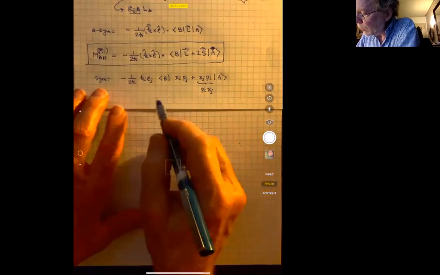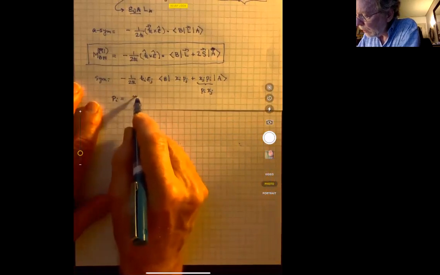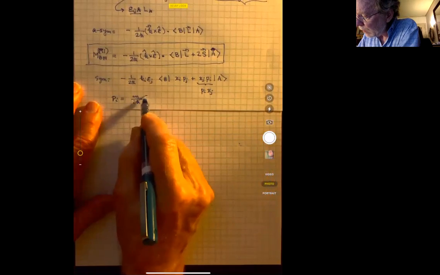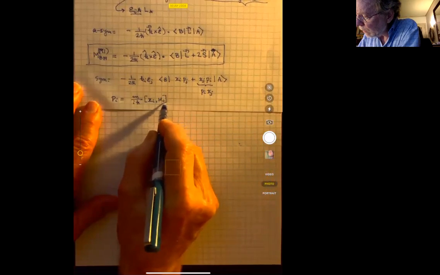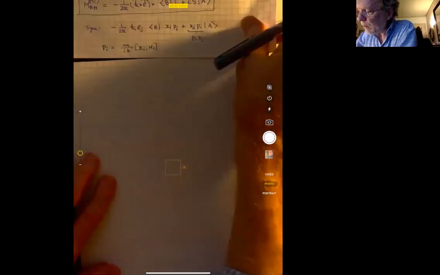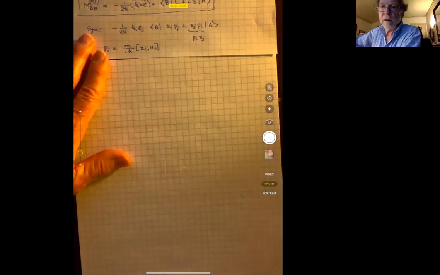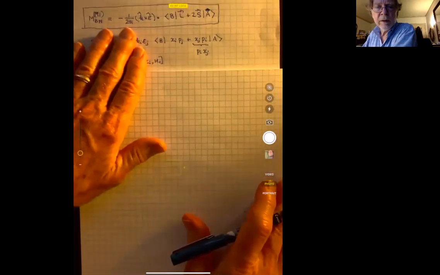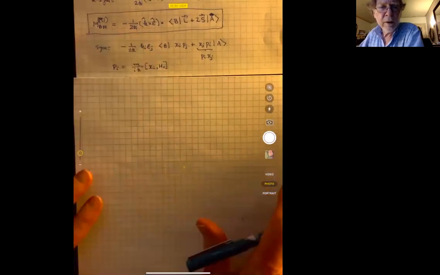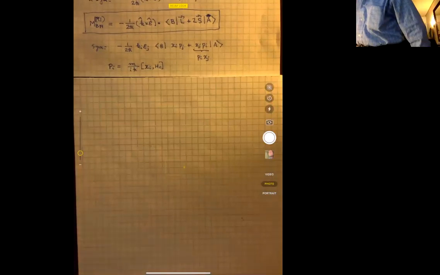Then next what I'm going to do is use the same atomic physics trick as before, which is that p_i is equal to m over i h bar times the commutator of x_i with the unperturbed Hamiltonian H_0. And if I do that, let me get some space here. Then what we get is, let me make sure I'm on the screen here. In fact, I think the screen might look better if I redo this.